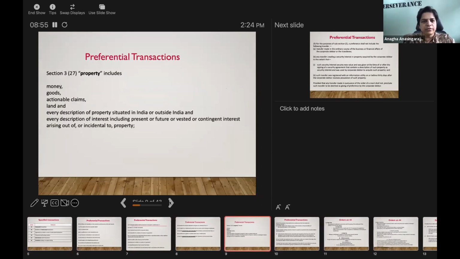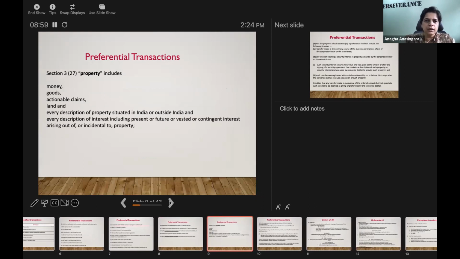Then the definition of property. Where we have seen that there is a transfer of property or an interest in the property, what does property mean? Property includes money, goods, actionable claims, land, and every description of property situated in India or outside India, and every description of interest, including present or future or vested or contingent interest, arising out of or incidental to that particular property. So all of these things. Maybe debtors are being assigned, some money has been transferred, some funds are given as advance to the shareholder or to the director or that existing creditor, goods are given to that particular person. All these transactions will fall under the definition of property, and then we are able to identify that this is a transfer of property or an interest in that particular property.